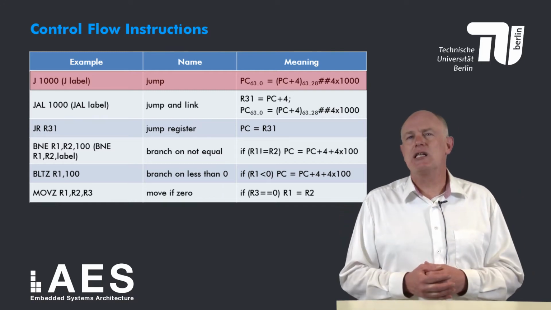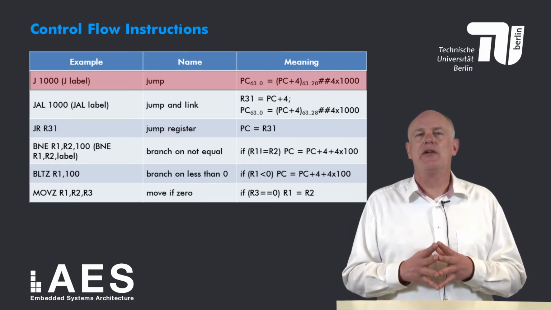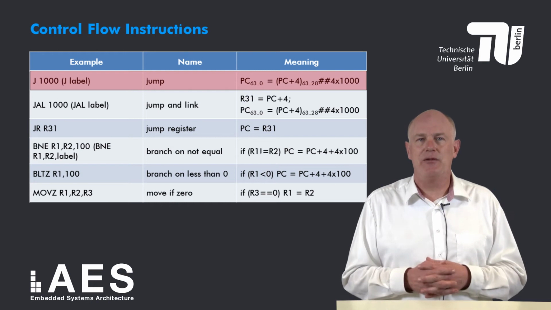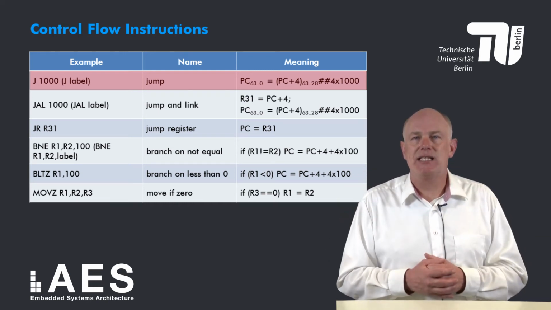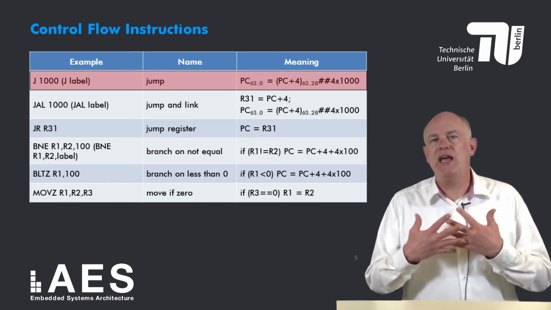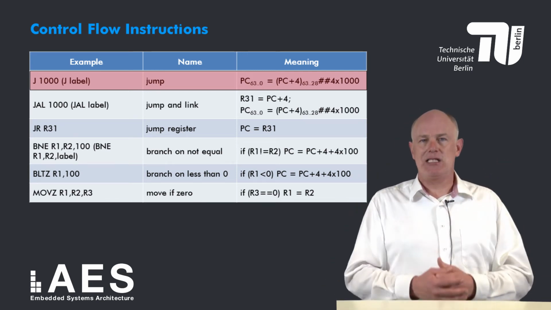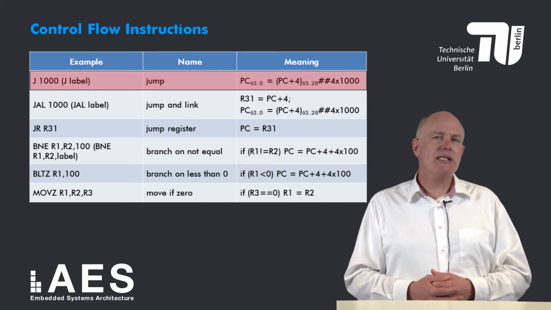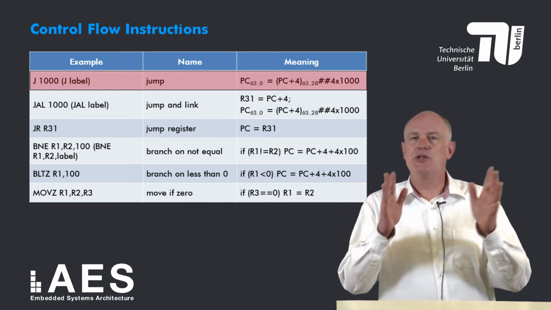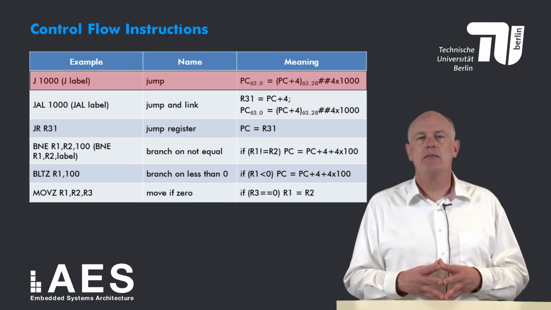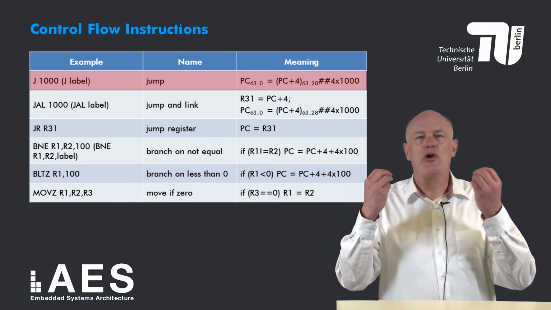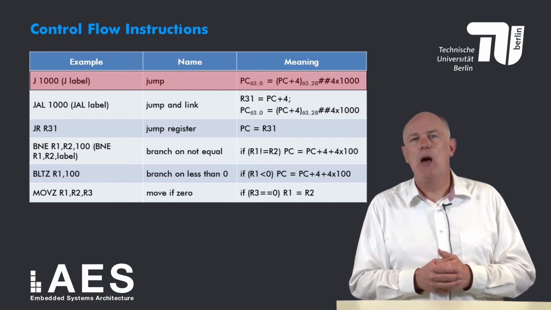Recall from an earlier slide that the instruction address field is a 26-bit field. This multiplied by 4 yields 28 bits, but the program counter PC is 64 bits long. The remaining bits, meaning bits 28 to 63, are taken from the current value of the PC. To be precise, from the current value of the PC plus 4.